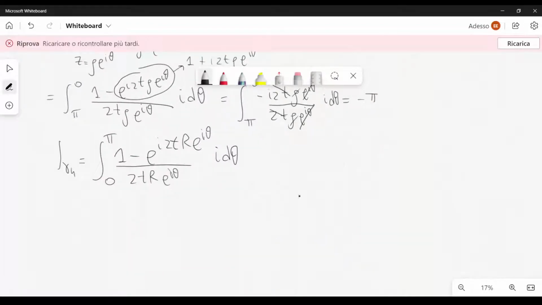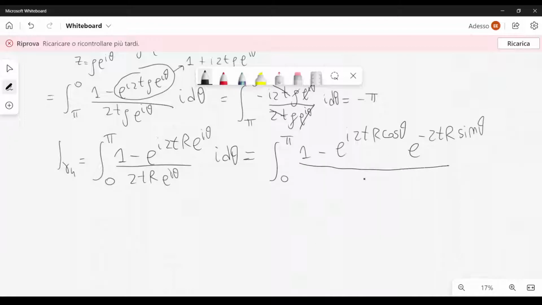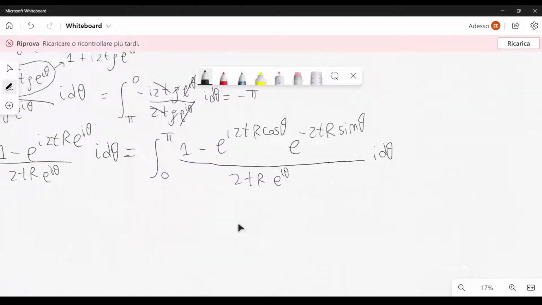And then let me rewrite it like this: integral from 0 to pi 1 minus e to the I 2t R cosine theta times e to the minus 2t capital R sine theta divided by 2t capital R e to the I theta times I d theta. And now we let capital R go to infinity.